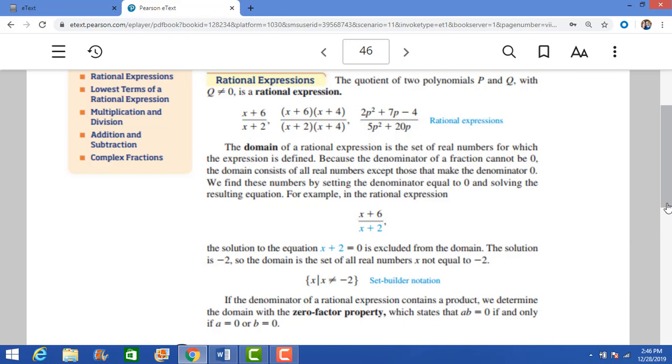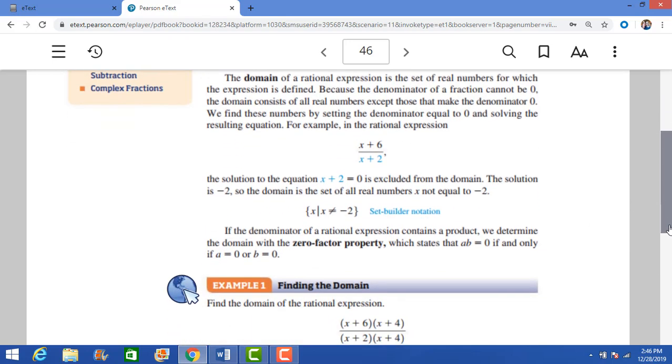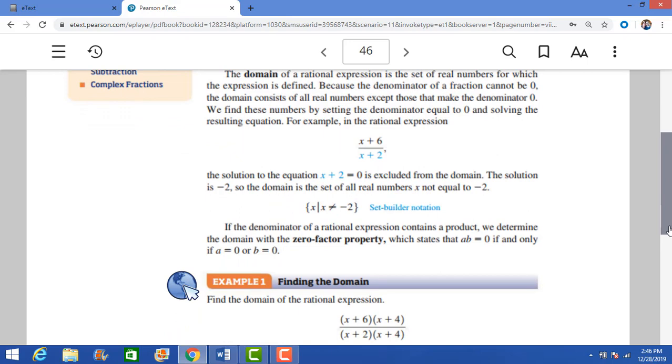Okay, now if the denominator contains a product, which means if it's factorable, then we can use the zero factor property. Okay, which means that if we have two numbers, a times b, product of two numbers, equal to 0, that's going to be true if and only if a is equal to 0 or b is equal to 0. This is also known as the zero product principle. Okay, they call it the zero factor principle or property, but it's also called the zero product principle.